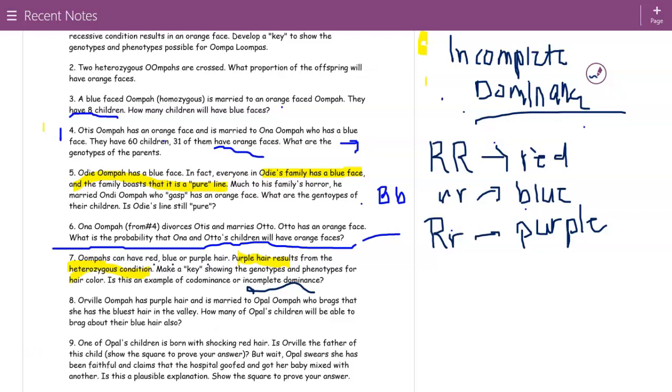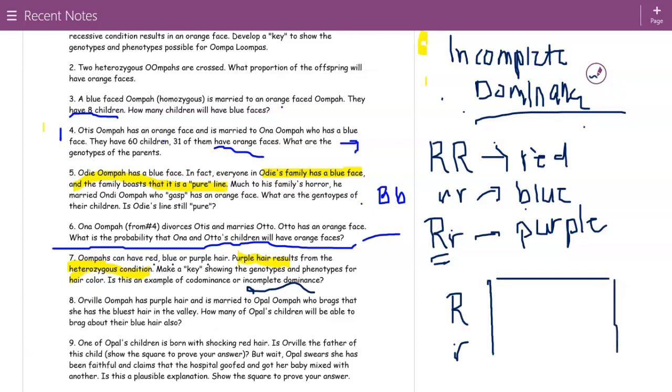Orville Oompa has purple hair. Okay, Orville Oompa has purple hair. He has that phenotype. And he's married to Opal Oompa, who brags that she has the bluest hair in the valley. Okay, how many of Opal's children will be able to brag about their blue hair also?